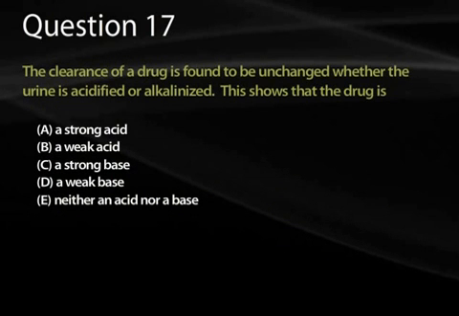Question 17. The clearance of a drug is found to be unchanged whether the urine is acidified or alkalinized. This shows that the drug is A, a strong acid, B, a weak acid, C, a strong base, D, a weak base, or E, neither an acid nor a base. If acidification and alkalinization don't affect the clearance, then most likely that drug is neither an acid nor a base.